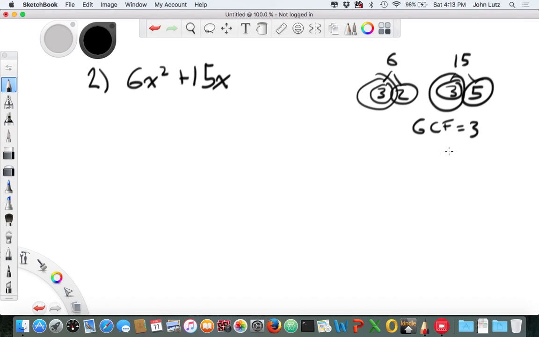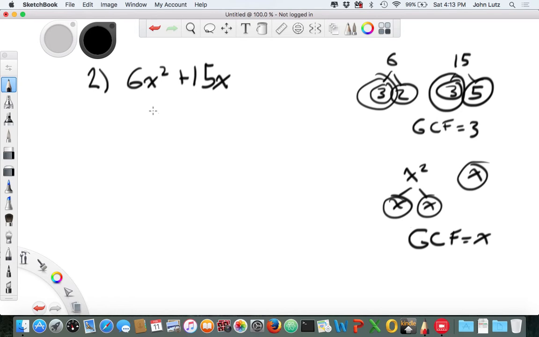But the greatest common factor is more than just 3. Okay? Let's make a factor tree for my x squared and my x. Well, x squared is x times x, and I have to stop there. And x, of course, is just x. Okay? So that means that they share an x. So the greatest common factor of x squared and x is x. Okay? So that means we are going to pull 3x out of this.